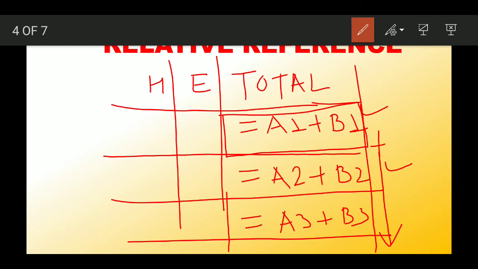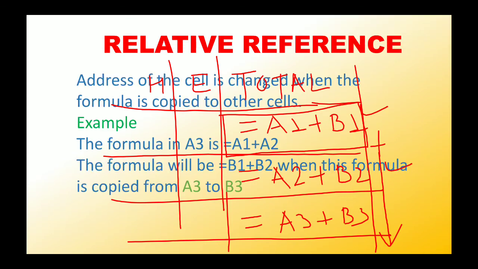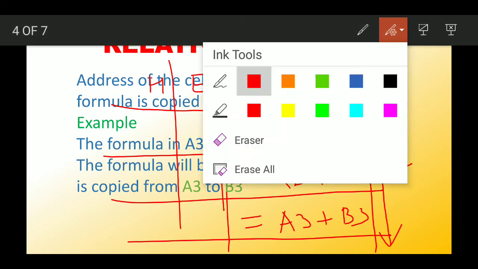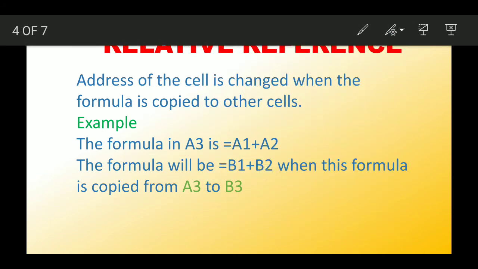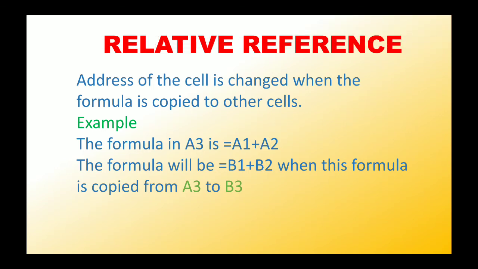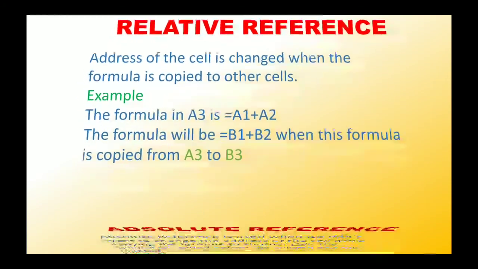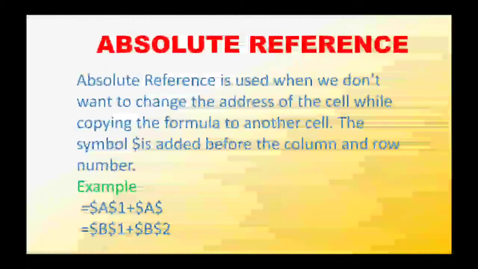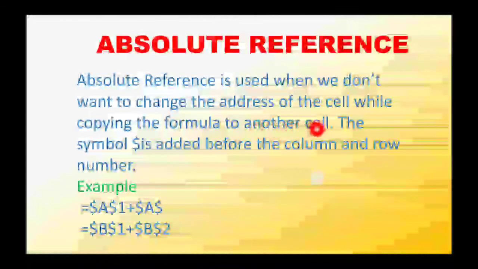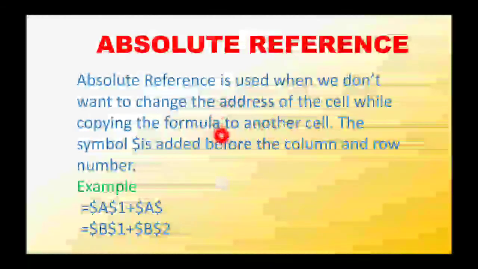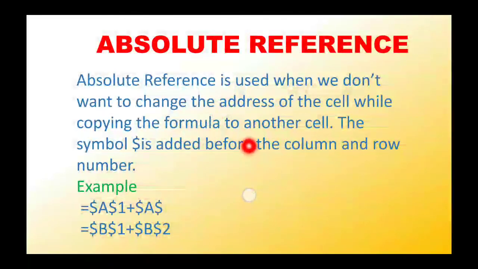Okay, now let's discuss the second type of cell reference, that is absolute cell reference. In absolute cell reference we don't want to change the address of the cell while copying the formula to another cell. So in absolute cell reference, the cell reference is fixed and it does not change as in relative cell reference.